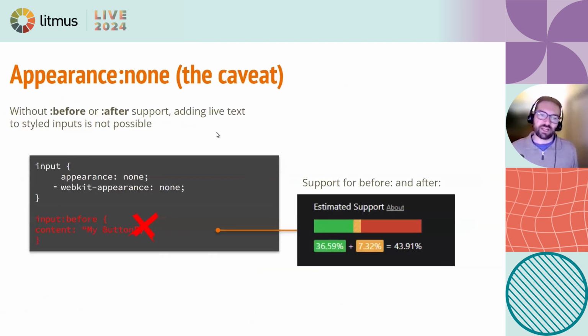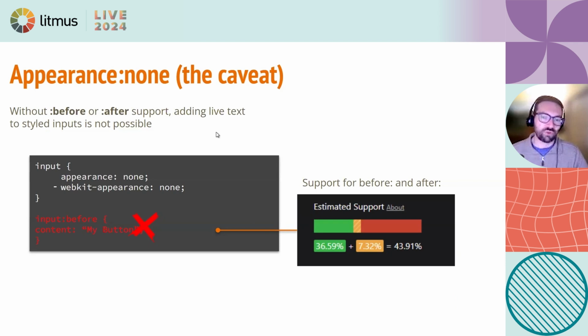There is a caveat with appearance none. There's no way to add live text to the styles of that element. So, in a regular CSS world, in a web dev world, you could use the before or the after and put some content in there and style it. Unfortunately, before and after is not well supported. It is supported in Apple, but it's not supported in AOL or Yahoo, so you couldn't use that solution in order to put live text into those buttons or interface pieces with appearance none.